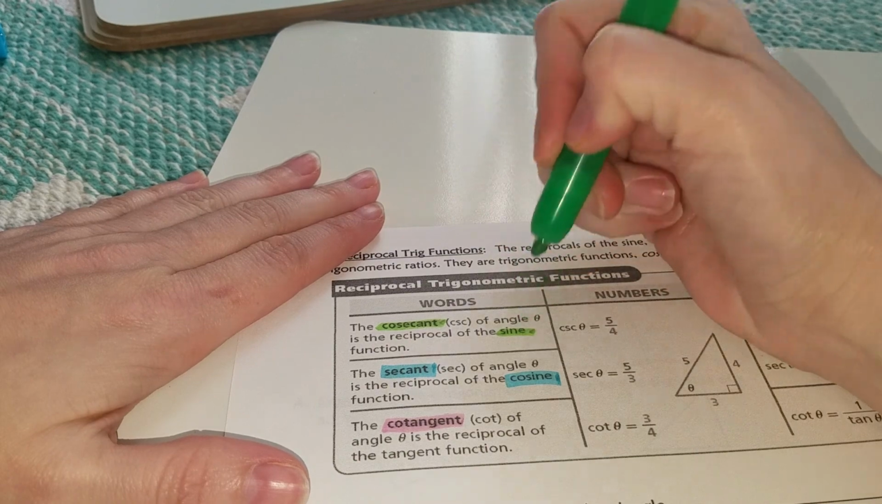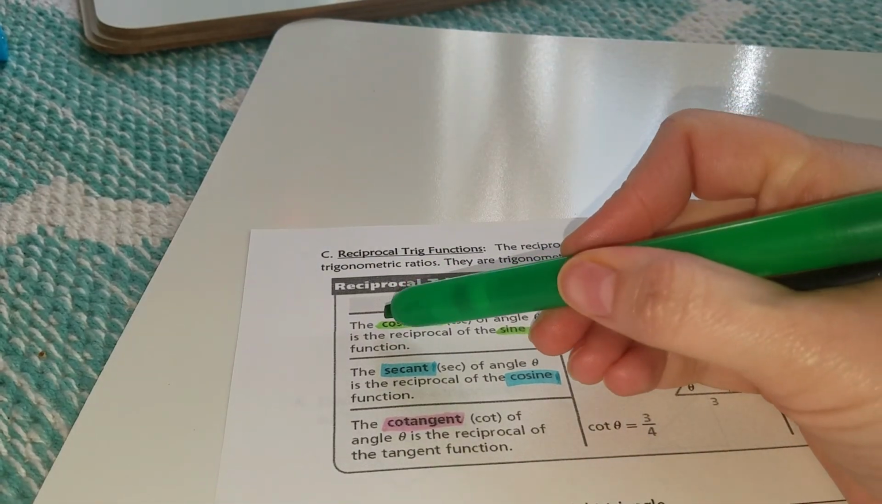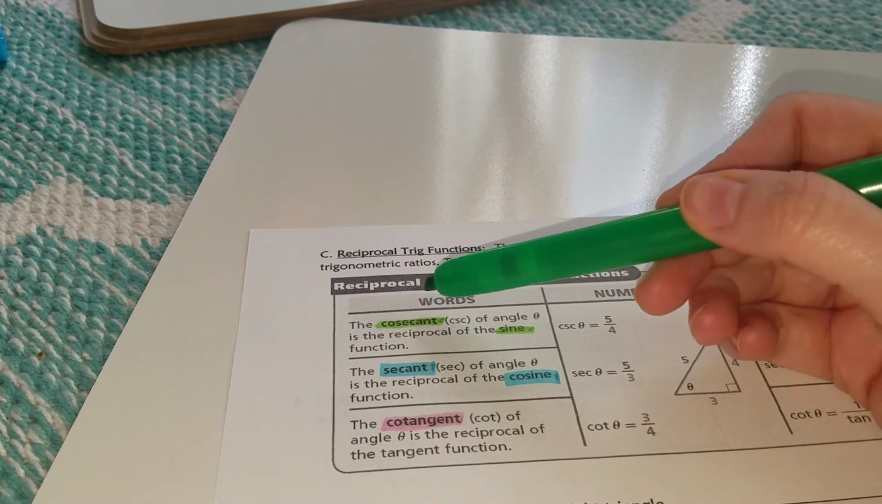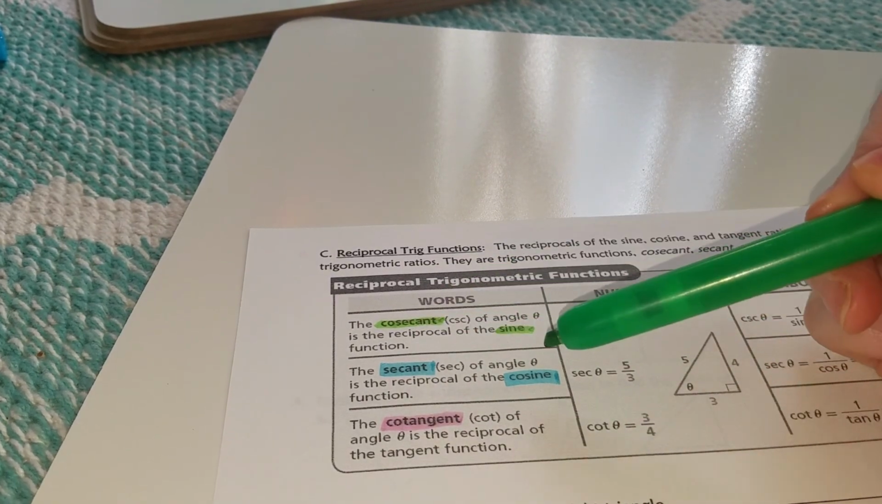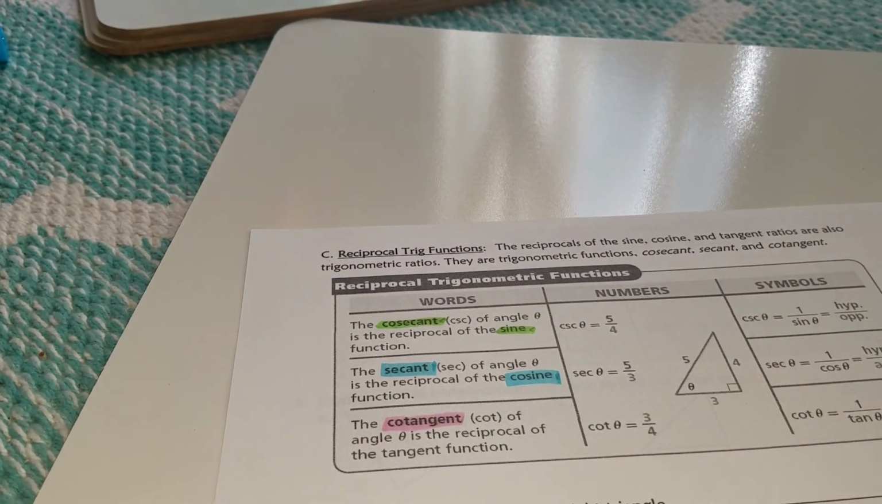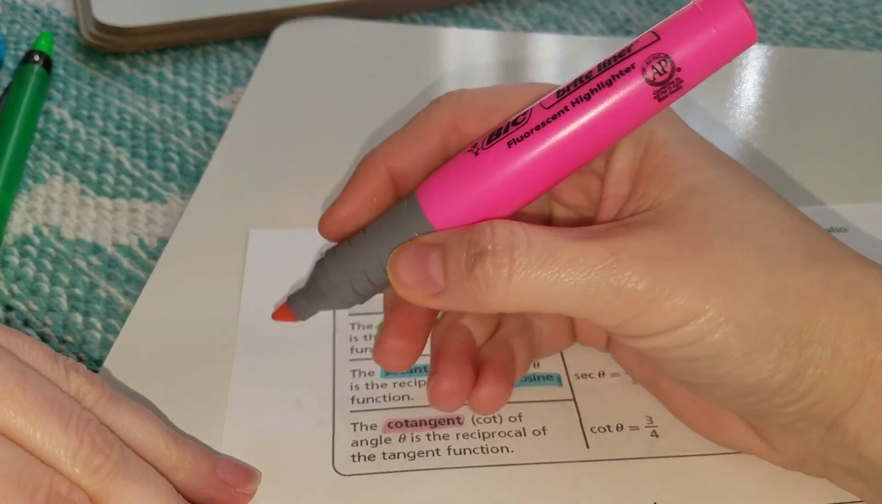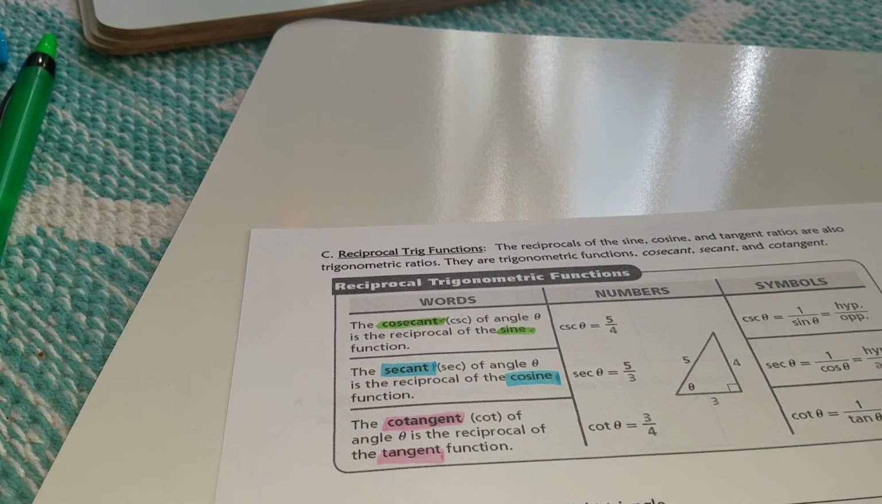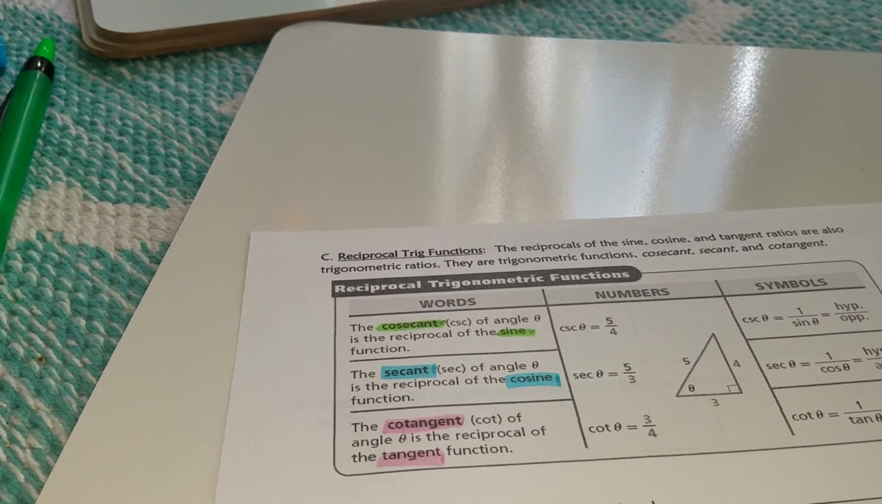The way that I remember that is if it starts with a C, the reciprocal has to start with an S. So cosecant and sine, secant and cosine. It's like opposite there. And like I said, cotangent has tangent right in the function, so that one is usually simplest to remember.